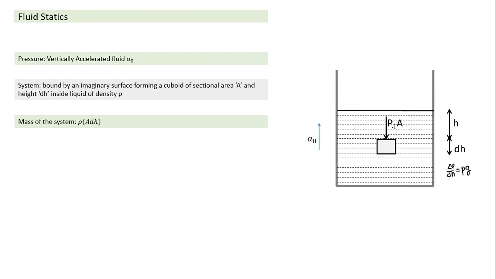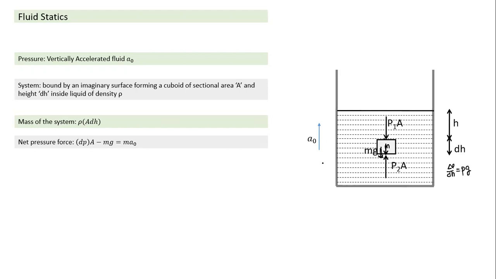If it is accelerated, in a similar way, there's a pressure acting at the upper surface, there's a pressure acting at the bottom surface, and there's a mass m here, and weight acting, but it has an upward acceleration of a naught. So again, I can form an equation based on laws of motion in terms of mg. And if I form the equation here, the net pressure is dp.